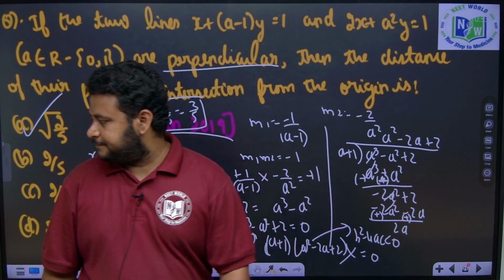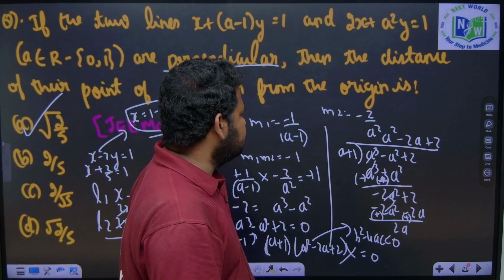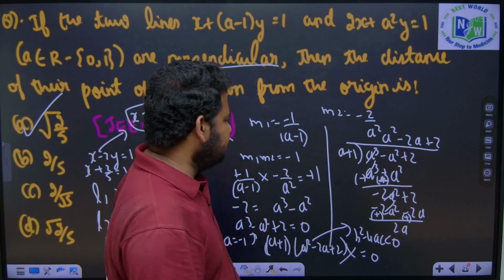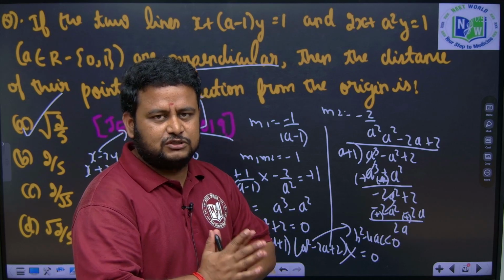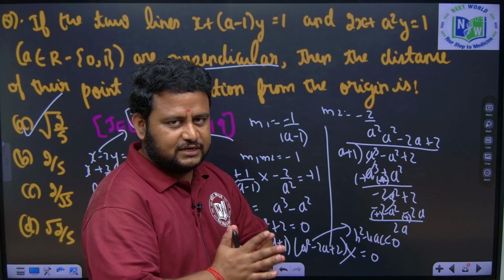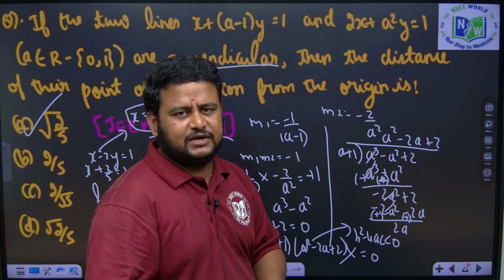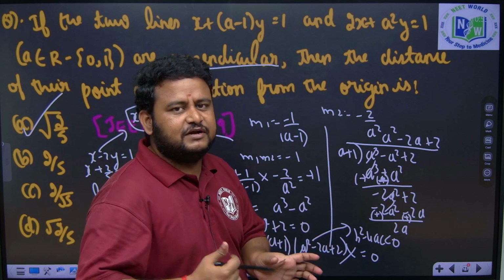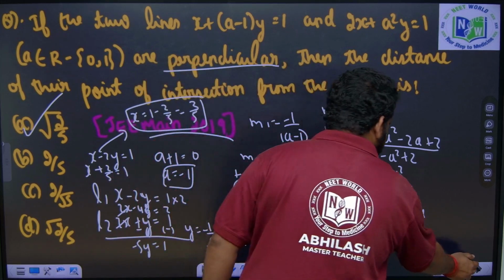I hope it is clear, friends. This is how you solve this question. First, use the concept of perpendicular lines, find out the slope, and you will get the value of A, that is equal to minus 1. Put the value in these two equations and solve the two equations, you will get the value of x and y. From that x and y, find the distance from origin using the distance formula. Very simple. Okay, let's proceed to the next question.